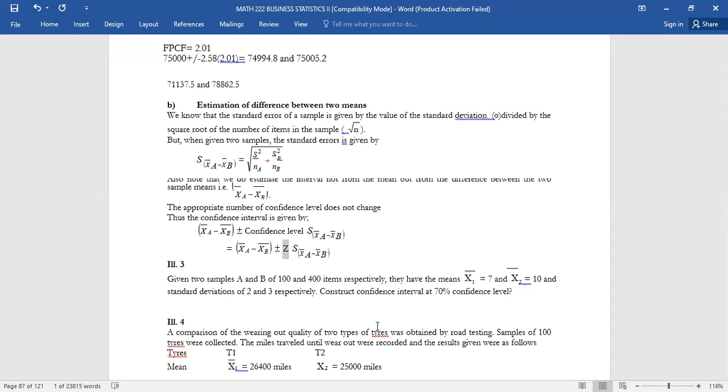Numbers don't lie. So you have the illustration there. Given two samples, A and B, of 100 and 400, and having a sample mean of 7 and 10, and a standard deviation of 2 and 3 respectively, construct a confidence interval at 70%.